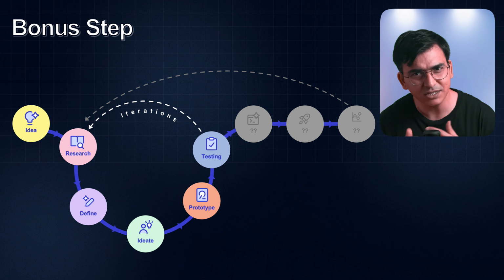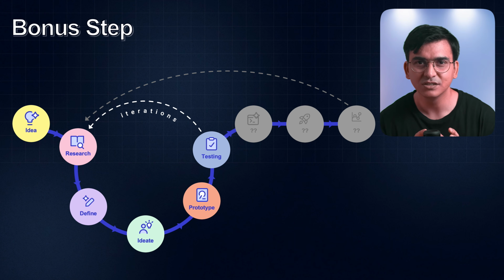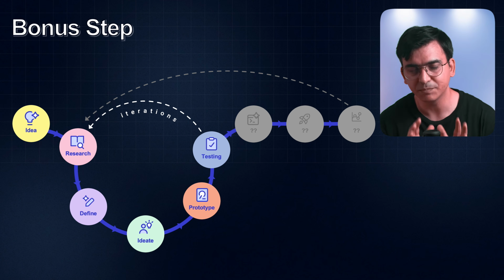And this will continue until we reach a satisfactory level with the feedback. This is called the iteration of design. And I have seen design goes through this iteration multiple times before it makes it to the next step.